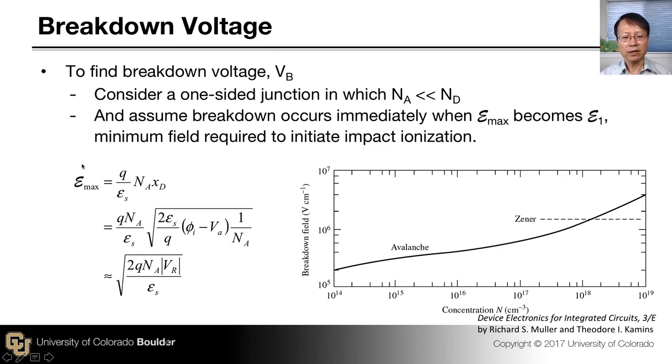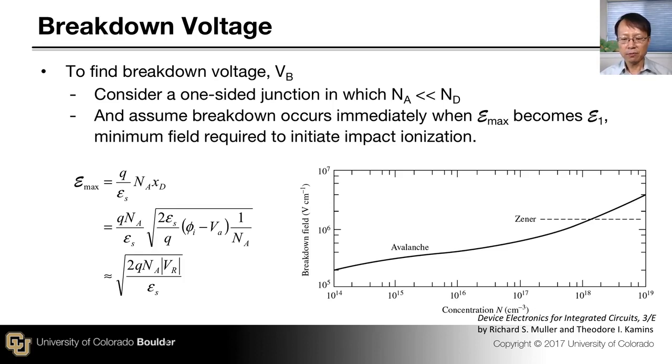And we write down the maximum electric field for a one-sided step junction, which is this. And we write it out in terms of the applied voltage. And the approximate equations are given by this. This V sub R here is the breakdown voltage if this quantity, the E max, becomes equal to the threshold electric field, which is the minimum electric field required to initiate impact ionization.